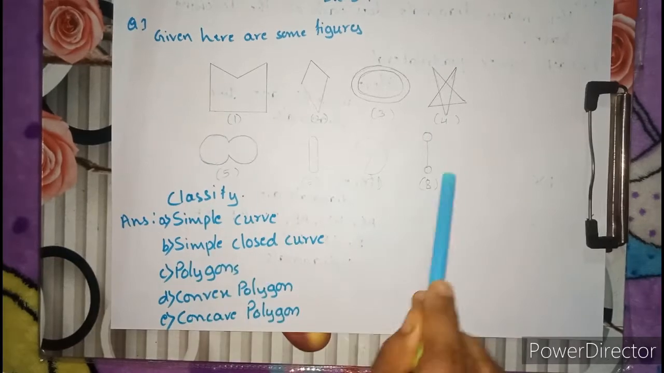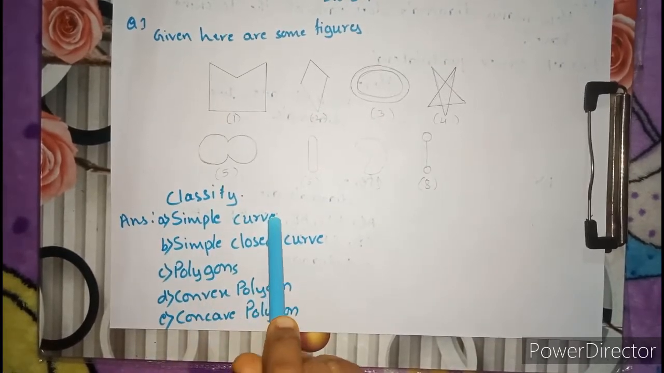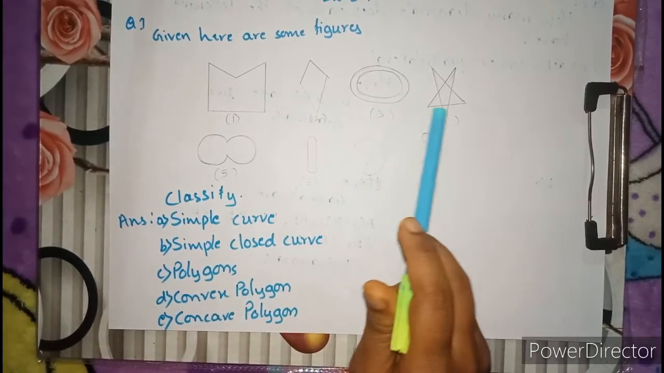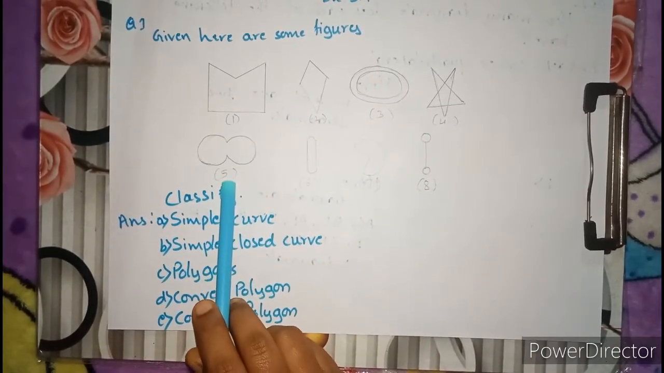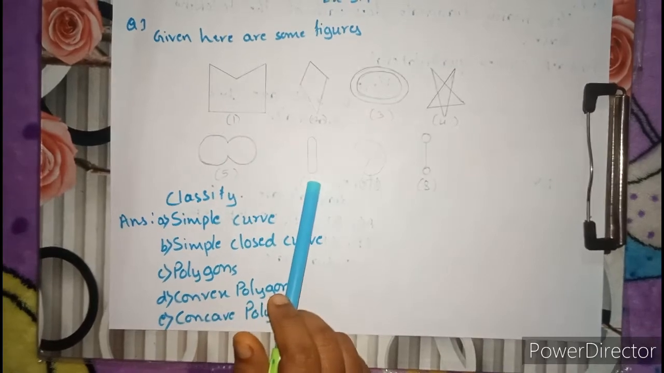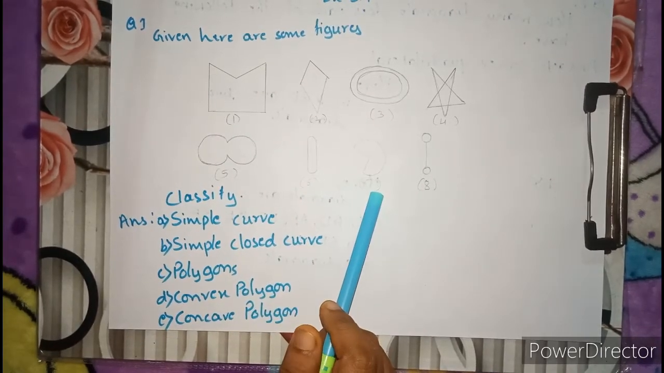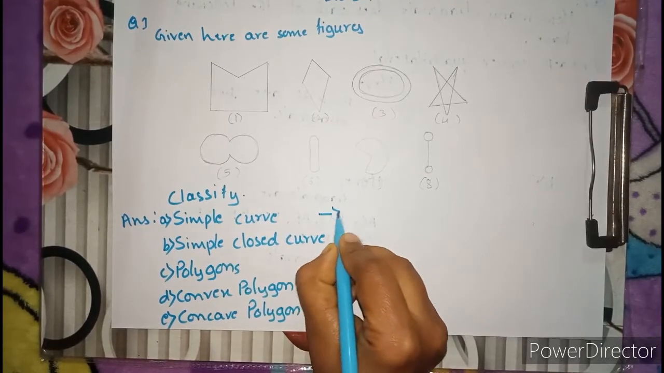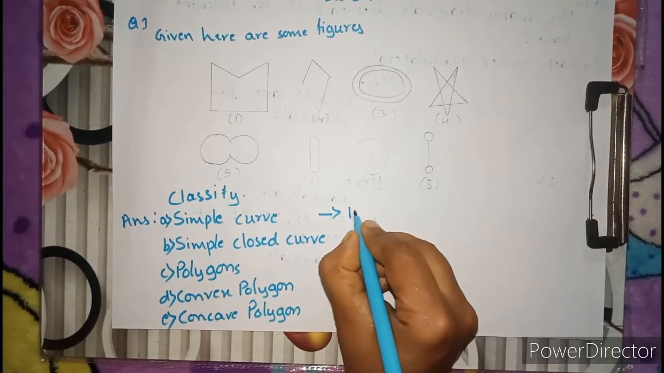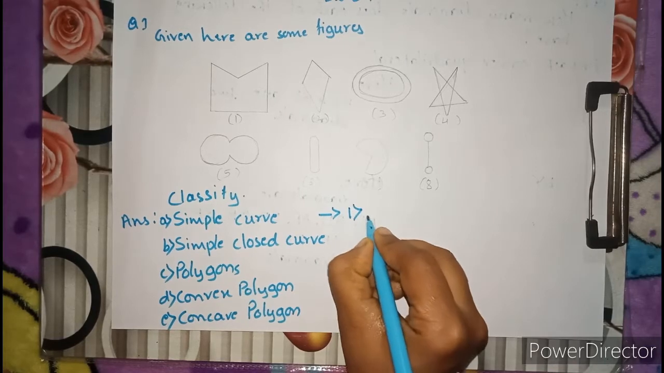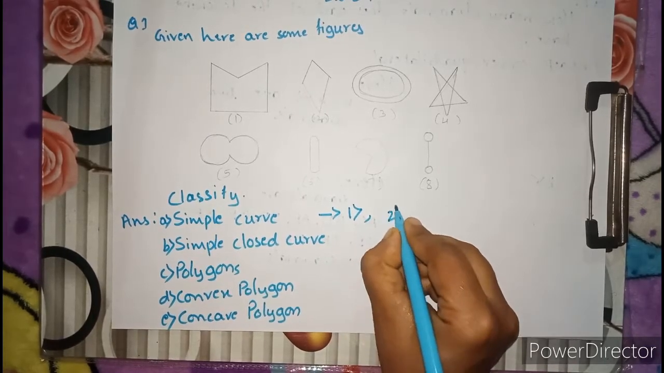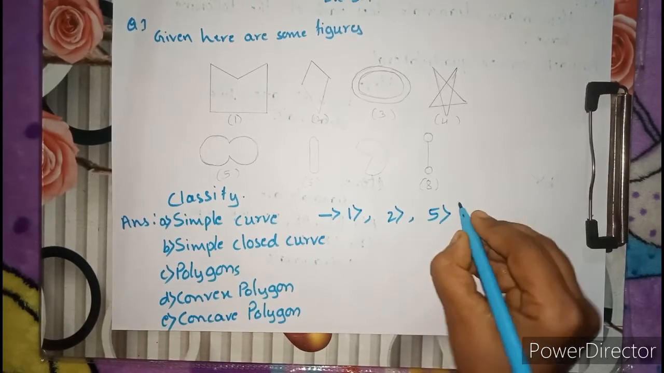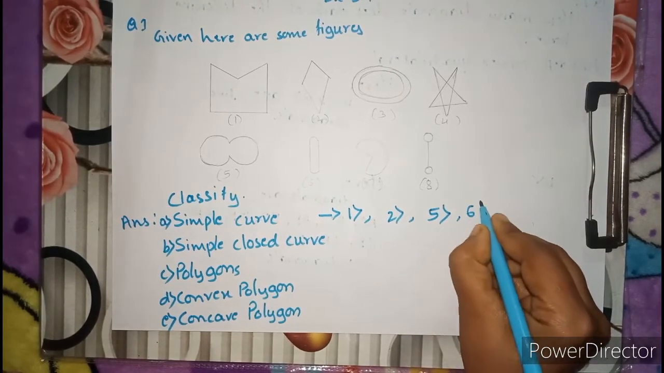Now in these figures, which are all simple curves? Simple curves are first one, second one, then fifth one, sixth one and seventh one. Okay, so I will mention the numbers only. First one, second one, fifth one, sixth one and seventh.